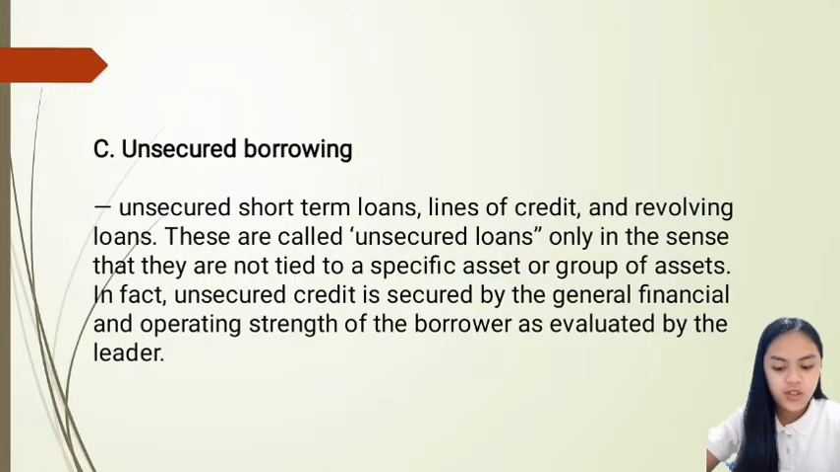So we have here the unsecured borrowing: unsecured short-term loans, lines of credit, and revolving loans. These are called unsecured loans only in the sense that they are not tied to a specific asset or group of assets. In fact, unsecured credit is secured by the general financial and operating strength of the borrower as evaluated by the lender. Since this general strength consists in large measure of specific assets such as receivables, inventory, and equipment, no company should be able to borrow twice against the same security. That is, a company may be able to get unsecured credit from its bank, or it may be able to borrow against its assets, but it should not be able to do both.